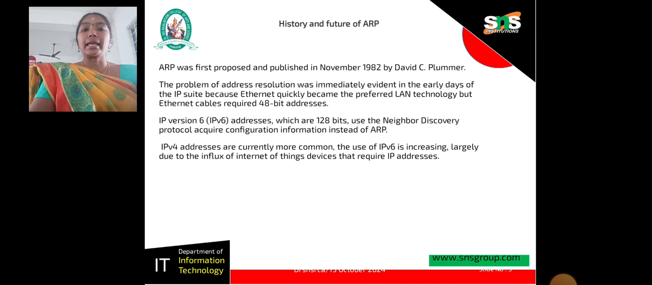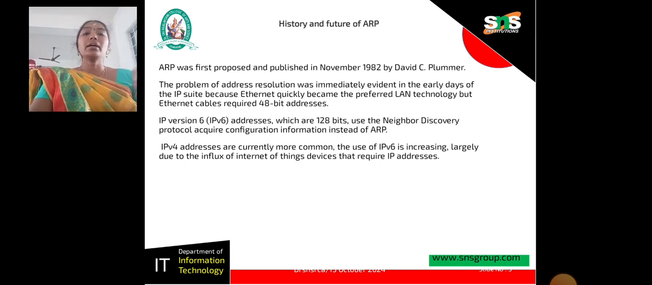Next, ARP was first proposed and published in November 1982 by David Plummer. The problem of address resolution was immediately evident in the early days of the IP suite, because Ethernet quickly became the preferred LAN technology. I already explained that Ethernet requires 48-bit addresses. So it can deliver packets with data anywhere, deliver them easily, and redundancy becomes more effective.